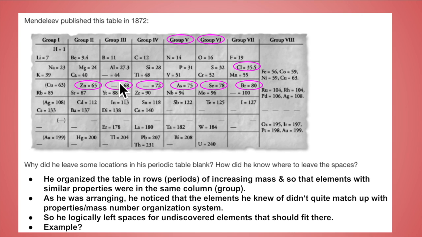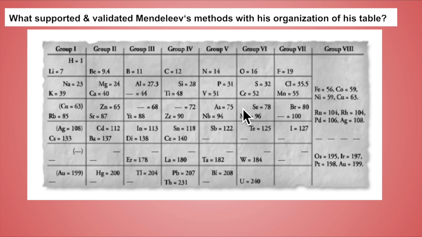This space should match the properties of boron and aluminum and all these other things in this column, group 3, okay? And the same goes for this one. So all these spaces, he left them here because he was following his pattern by organizing them by their increasing mass, and organizing them in these groups or columns based on their similar properties. Okay.